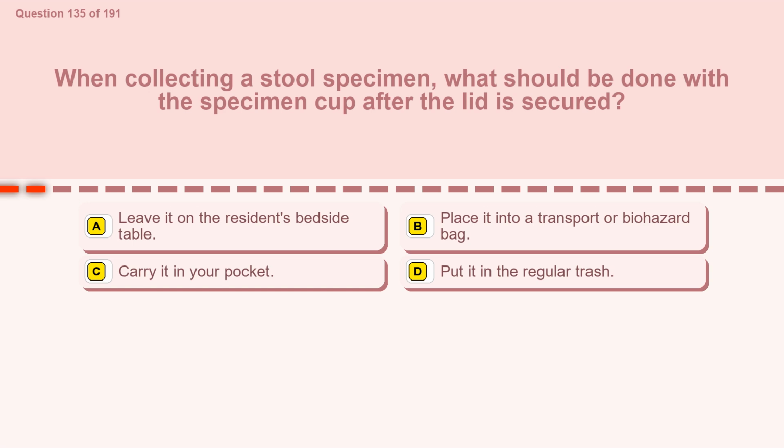Question 135. When collecting a stool specimen, what should be done with the specimen cup after the lid is secured? Option A. Leave it on the resident's bedside table. Option B. Place it into a transport or biohazard bag. Option C. Carry it in your pocket. Option D. Put it in the regular trash.